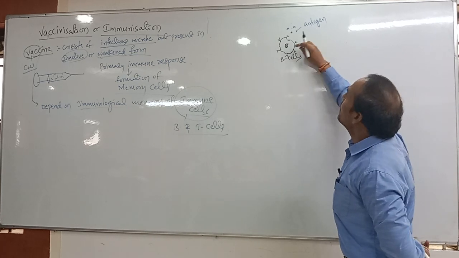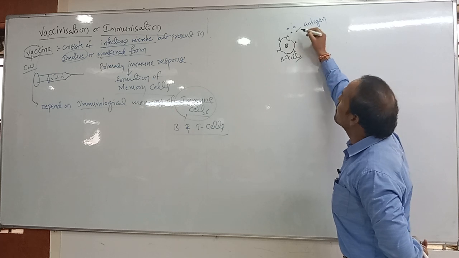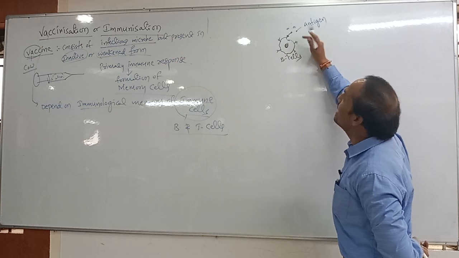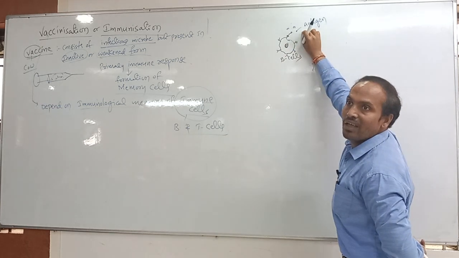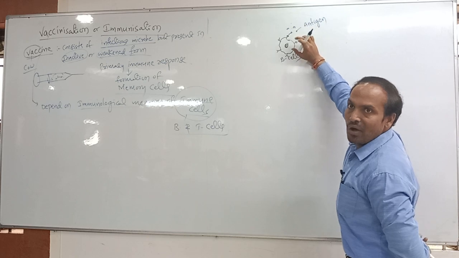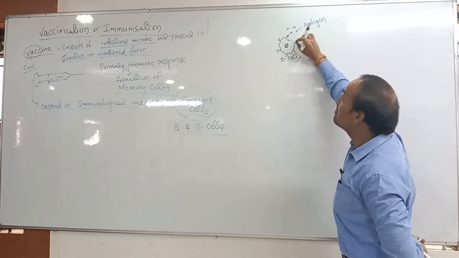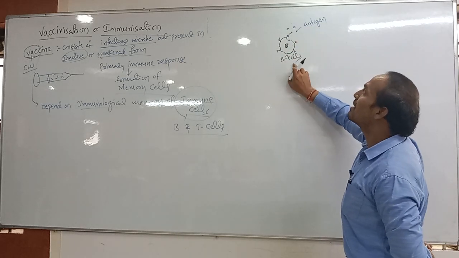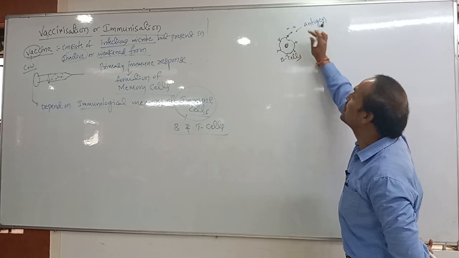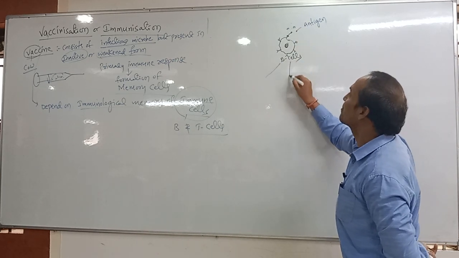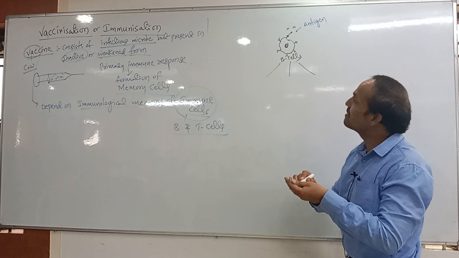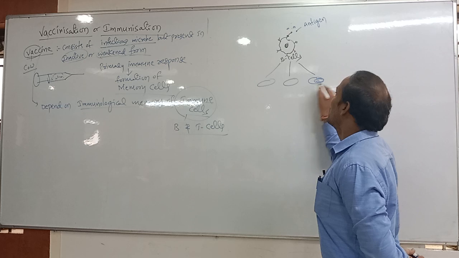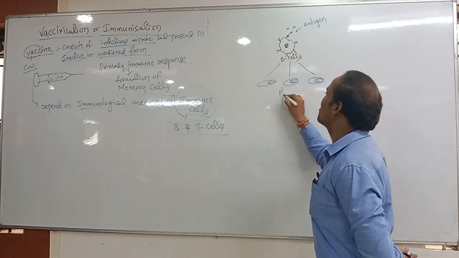Now these B cells first identify the antigen and bind here. Who will go to the antigens? B cells. B cells will go to the antigen. Once the B cells are in close contact with the antigen, immediately the B cells divide and produce a special type of cells. Do you know the name of these cells? These are called plasma cells.